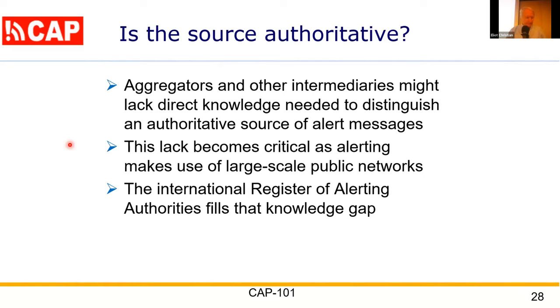Given that emergency alerting is often life critical, it's really important for receivers that they can be sure that the warning source, the warning service, is authoritative. Because emergency alerting is using large-scale public networks, it's no longer possible to know your source personally, which was probably the case in a small town. So we have the International Register of Alerting Authorities. It's kind of like a referral service. So you trust the registered alerting authority because you trust the service that registered them.